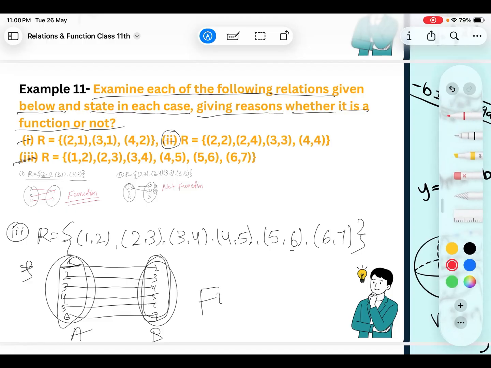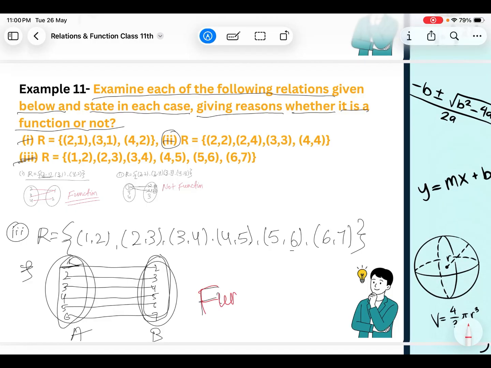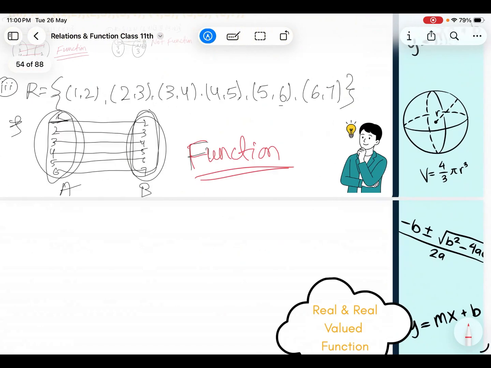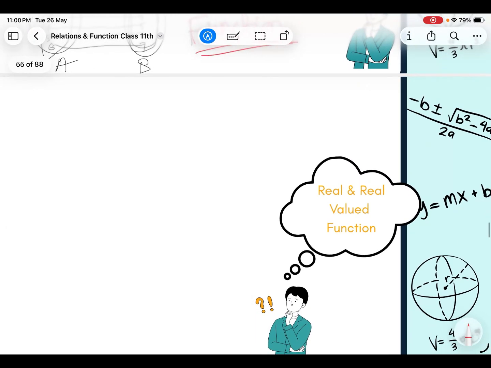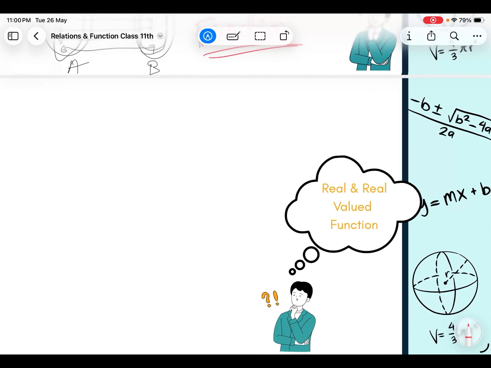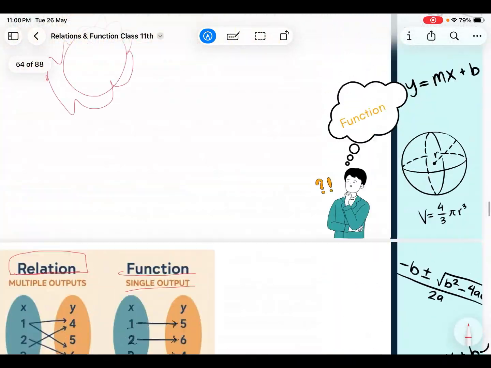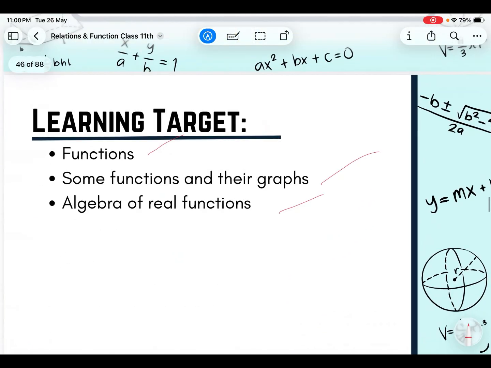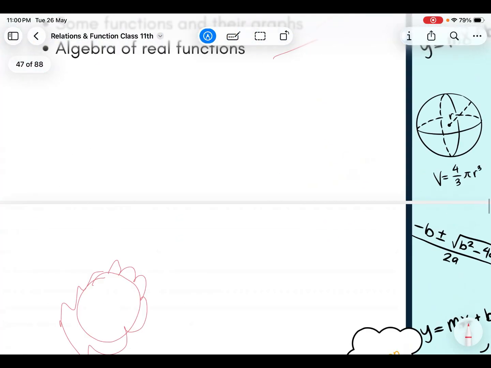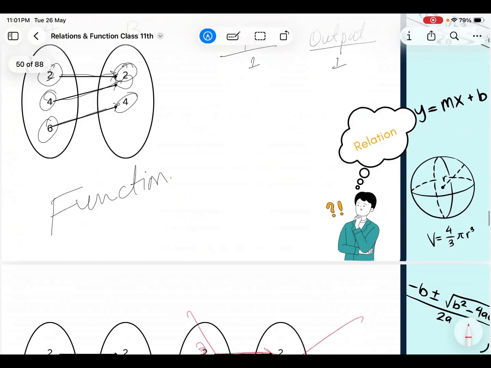Actually, I am writing this with the red one. So this is a function. Okay, next. Now we have completed the first one, that is function. What is function? Now the second one, real and real valued function. Okay, so I think this is a part of function only. Yeah, so this is a part of function, real function and real valued function.